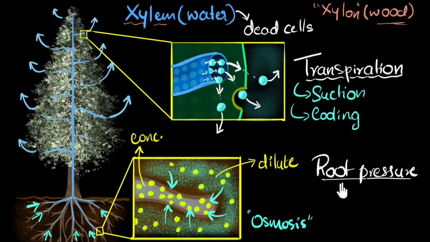And the second pressure is the root pressure. This is where the roots are actively absorbing the minerals, increasing the concentration, and thereby causing osmosis. And so this continuous upstream of water makes sure that every single cell gets the required minerals from the soil and helps recycle the water from the ground into the atmosphere.